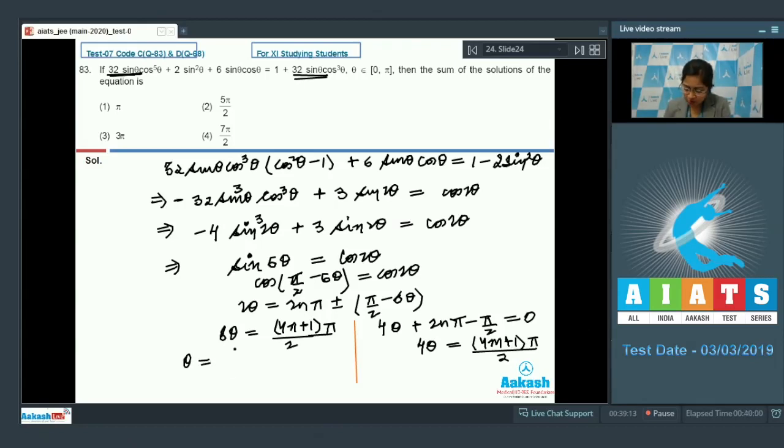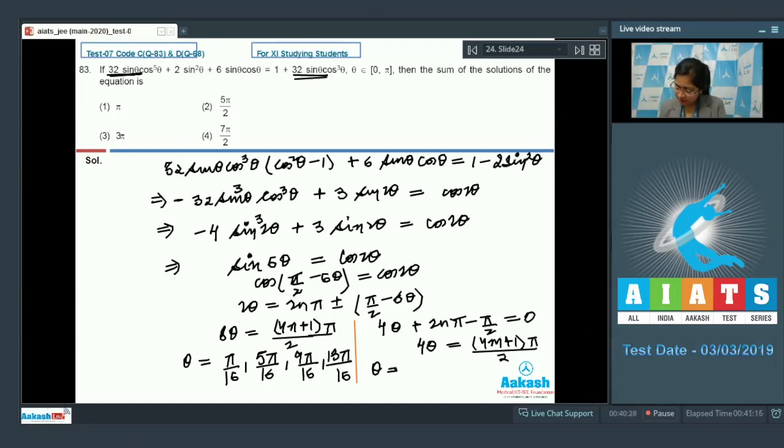equal to, putting n equal to 0, we will get pi upon 16. Putting n equal to 1, we will get 5 pi upon 16. Putting n equal to 2, we will get 9 pi upon 16. Putting n equal to 3, we will get 13 pi upon 16.